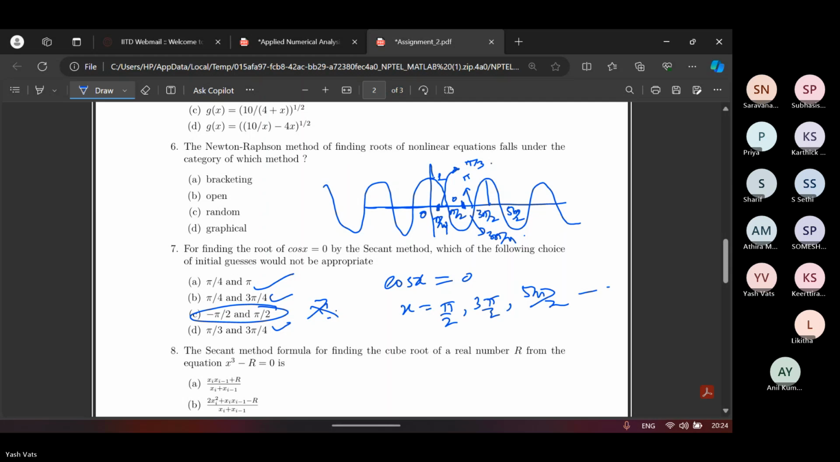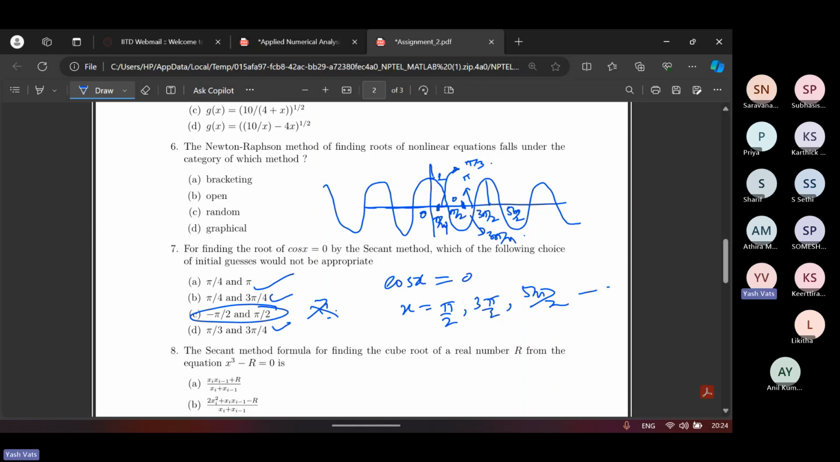Compared to that, I think pi and pi by 4 will be far. These should work, except C, all should work. And it may take some more iterations. You just try with them. Minus pi by 2 will come on the other side, the negative side of it. Yeah, minus pi by 2.